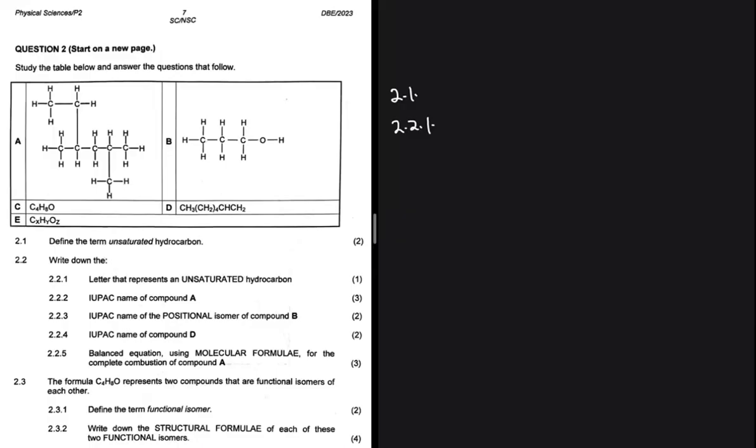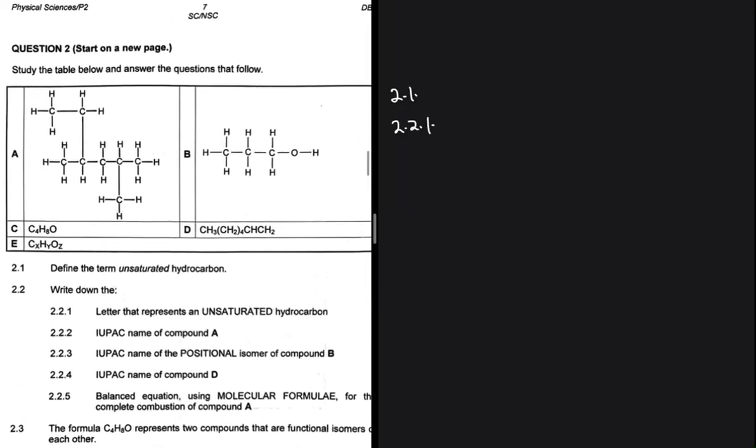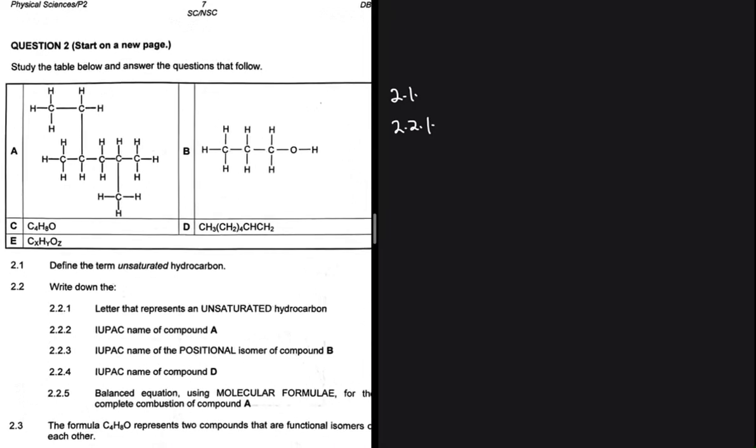So now we actually have to identify an unsaturated hydrocarbon from our list of chemical compounds. So let's look at compound A. We only have single bonds, right? So compound A is an alkane. It's an alkane. It's not a hydrocarbon.